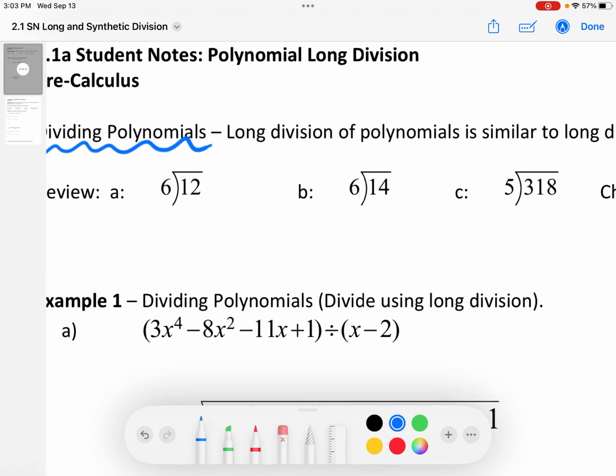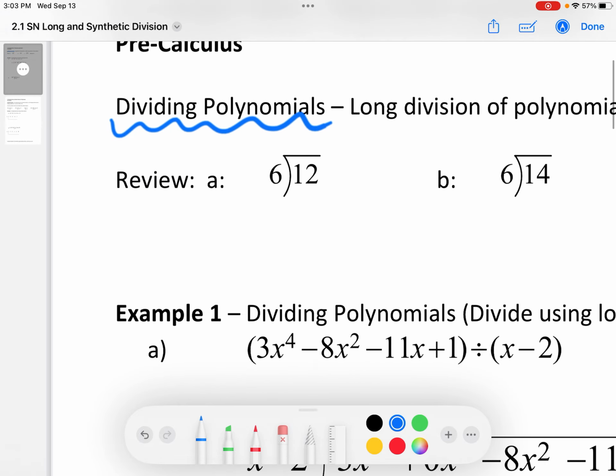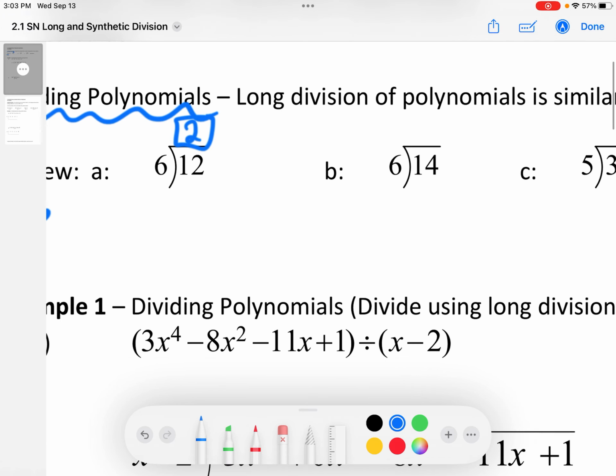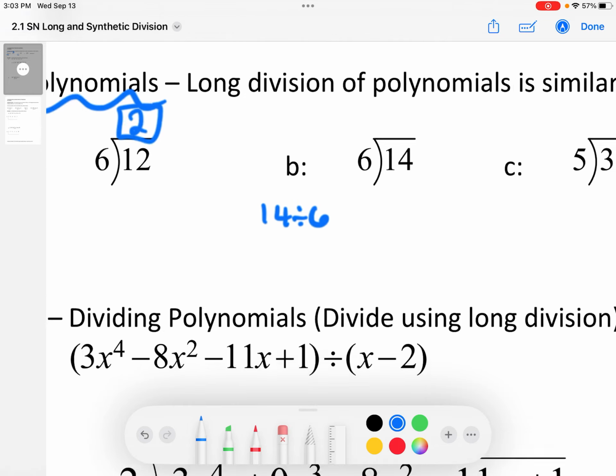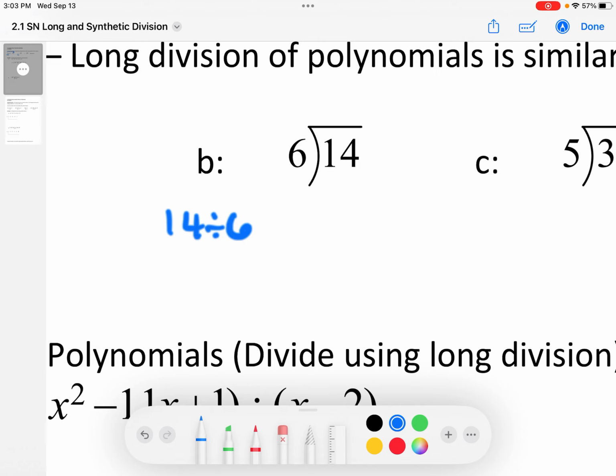So, if we review, a means 12 divided by 6. And we know that's just 2. But if we do 14 divided by 6, that's not a whole number. So look at 6. How many times does 6 go into 14 without going over? And that is 2 times.